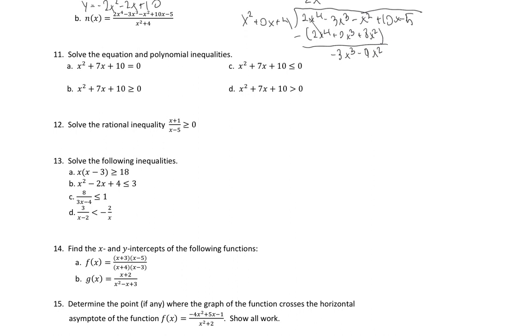And then we can just carry everything else down. So next, what do we need to multiply x squared by to get to minus 3x cubed? Well, it's going to be minus 3x. Minus 3x cubed plus 0x squared minus 12x.